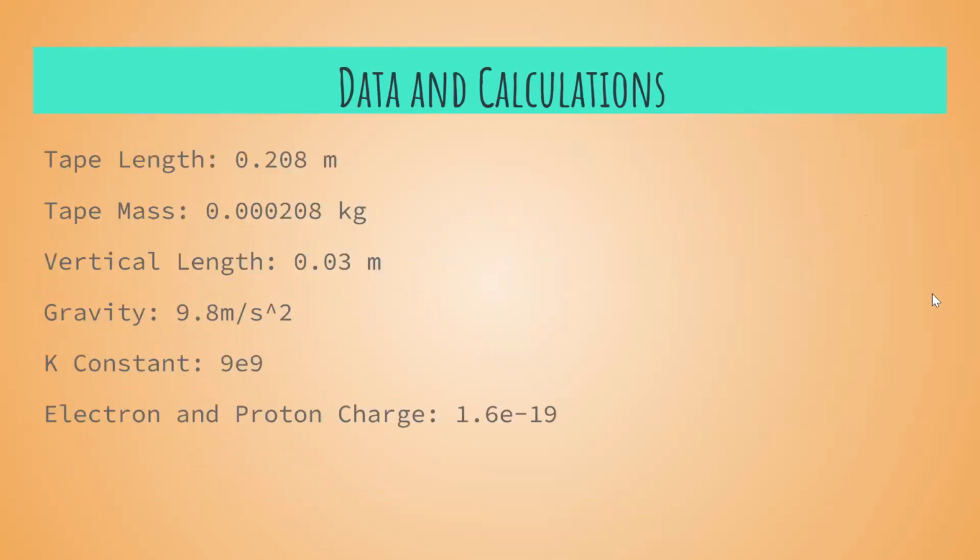So here are the data and calculations. In Lab 1, I actually wrote them down. Here, I'm just telling you what it all ended up being. The tape length was 0.208 meters. The tape mass was 0.0208 kilograms. Vertical length was 0.03 meters. Gravity is gravity, the K constant is 9e9, and the electron and proton charge was 1.6e-19.